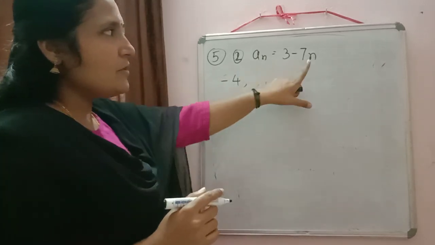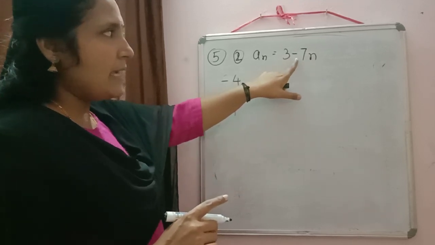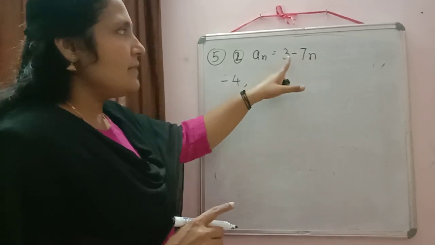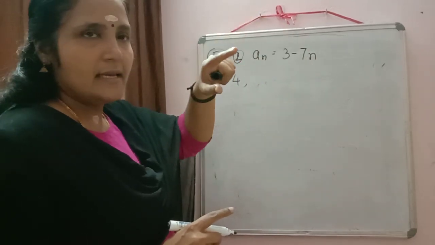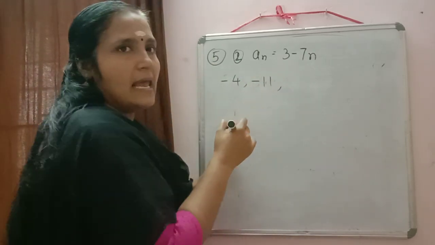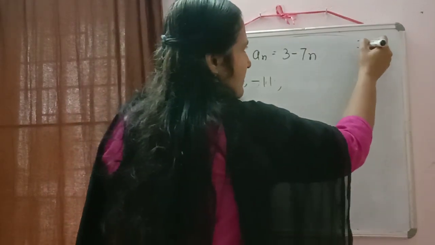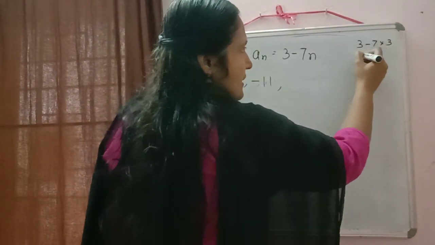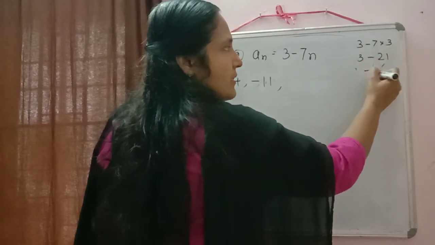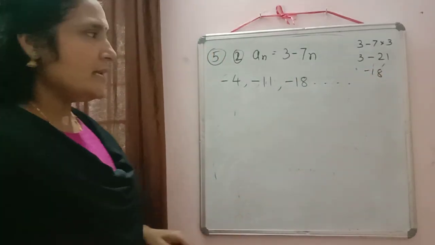Now what we will substitute? We will substitute n is equal to 2. Then what will come? 3 minus 7 into 2. 7 into 2 is 14. So we are getting 3 minus 14. And 3 minus 14 is? Yes, minus 11. Next term, if you want, you can calculate. It will be equal to 3 minus 7 into 3. So 3 minus 21. And 3 minus 21 will be equal to minus 18. So in this way, we have the AP.